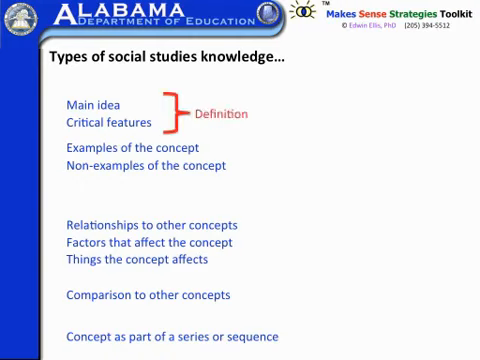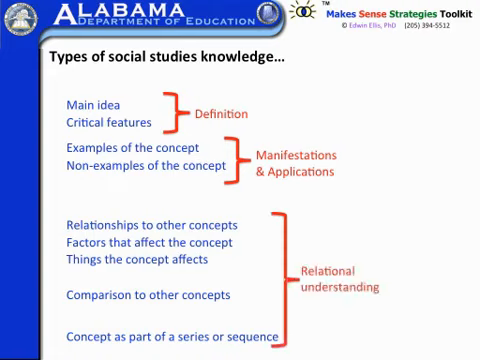of things. And so in essence, the main idea and critical features, what you're doing is basically defining what the concept is. Examples and non-examples, what we're looking at there are manifestations or applications of the concepts. So for an example, what might be different ways the concept of freedom of speech is manifested in our Constitution, or ways it's applied in the real world and things of that nature.